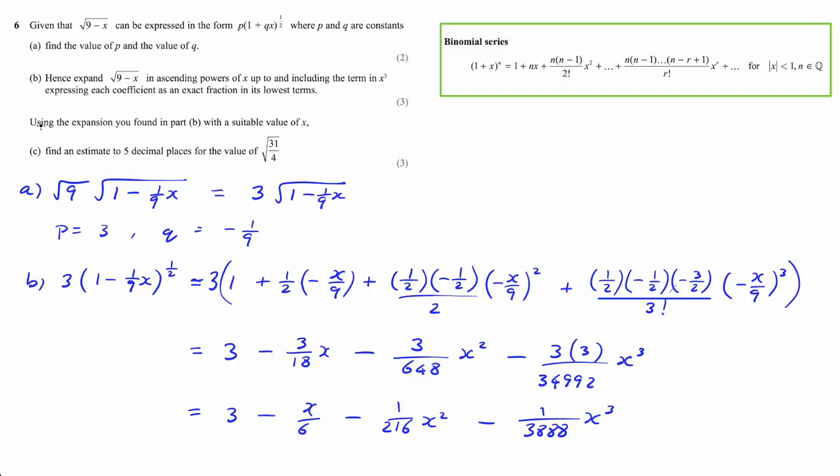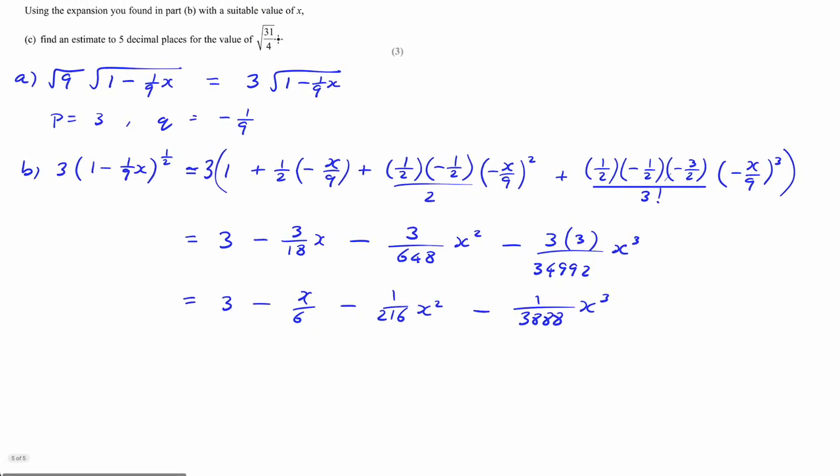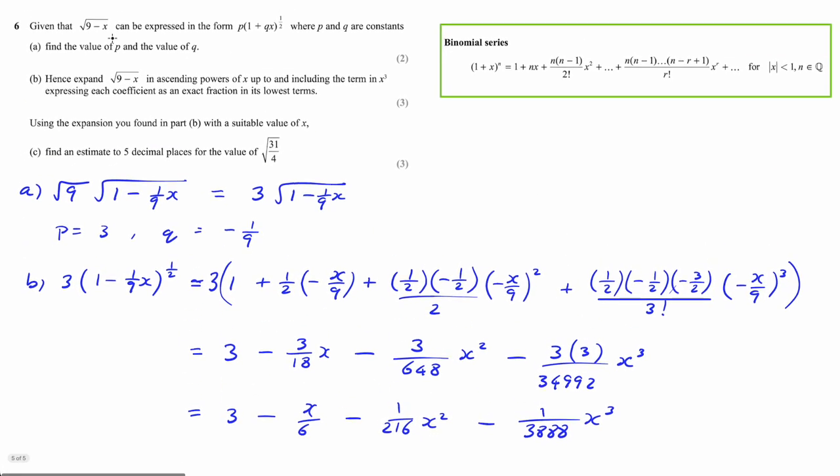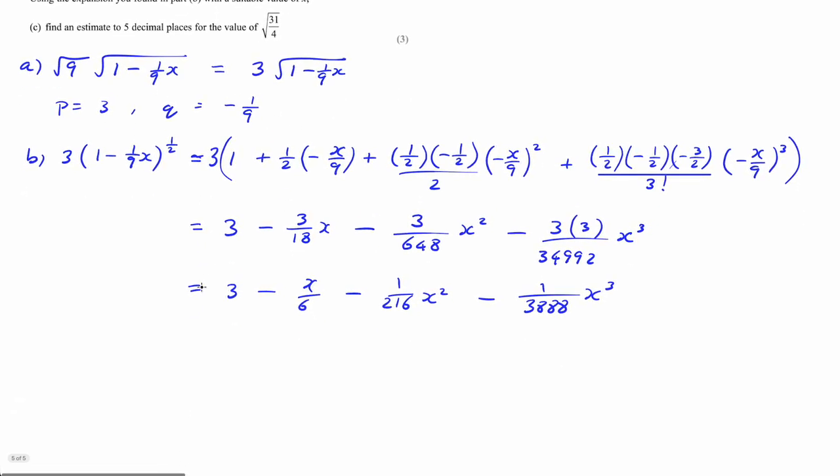Okay, part C. Using the expansion you found in part B with a suitable value of x, find an estimate to 5 decimal places for this. Okay, so guys, what we have is root 9 minus x. This thing here is root 9 minus x. So root 9 minus x. This is part C. That's what I'm going to use. But I'm trying to find, let's just do that. I'm going to find root 31 over 4.